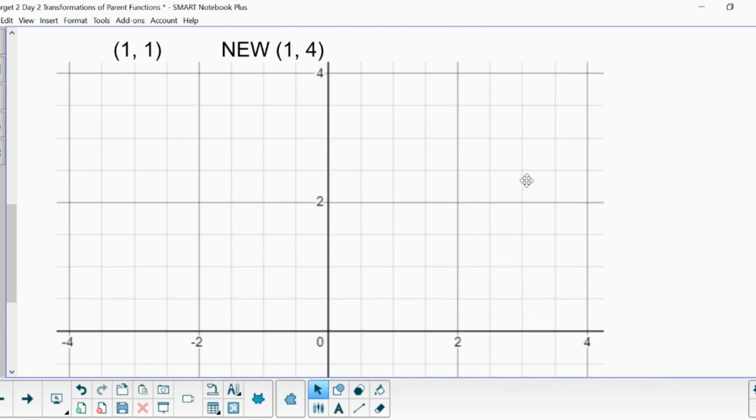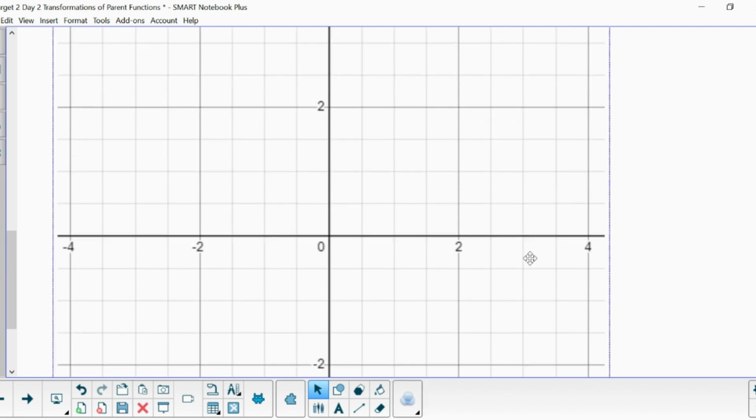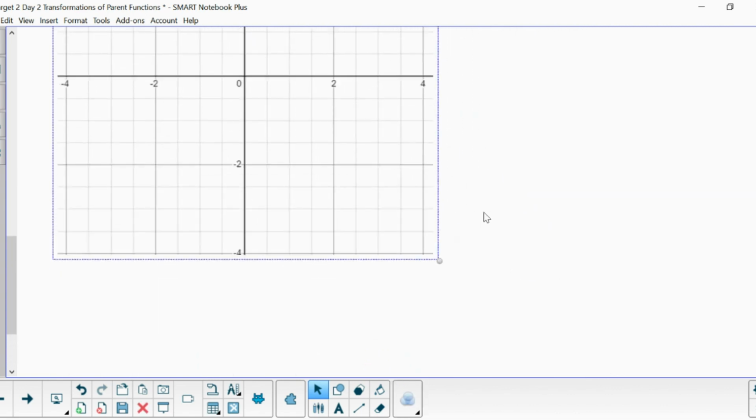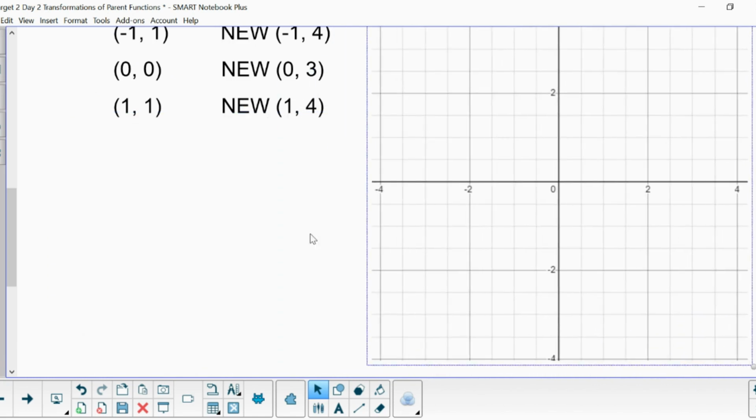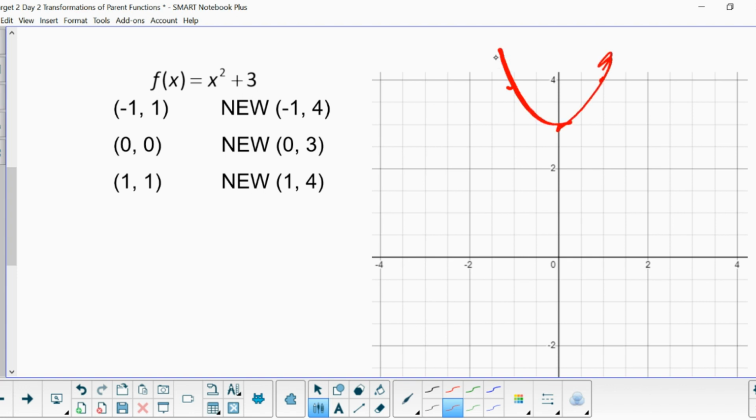So now instead of graphing the original points and then doing the transformation that way, I'm just going to graph these 3 points. So whichever one you like better, I'll do another one this way, but whichever one you like better is totally up to you. So I've got negative 1, 4, 0, 3, and 1, 4. So here is my grid without having drawn the original, which the original would have been here. Okay, so the red one is the new one.